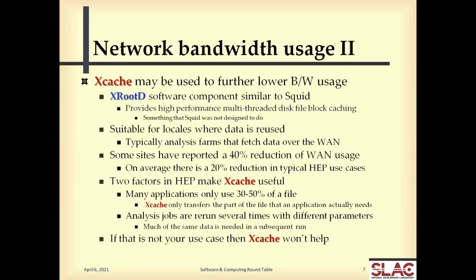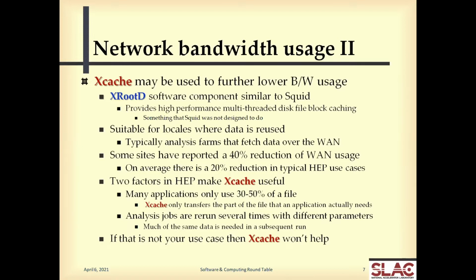So the other way that you can limit bandwidth usage is this component that we have now called XCache. Which is very similar to a SQUID, but unlike SQUID, it provides high-performance multi-threaded disk file block caching, something that SQUID was never designed to do. It's suitable for locales where data is reused, which is typical in analysis farms that fetch data over the WAN. And it's actually interesting to see that some sites have seen a 40% reduction in WAN usage when they're using XCache. In practice, on average, you shouldn't expect more than a 20% reduction in a typical use case.